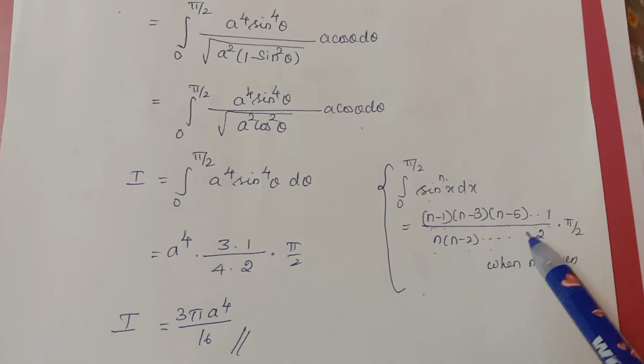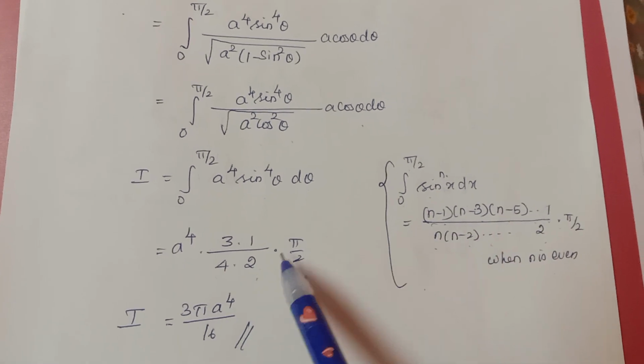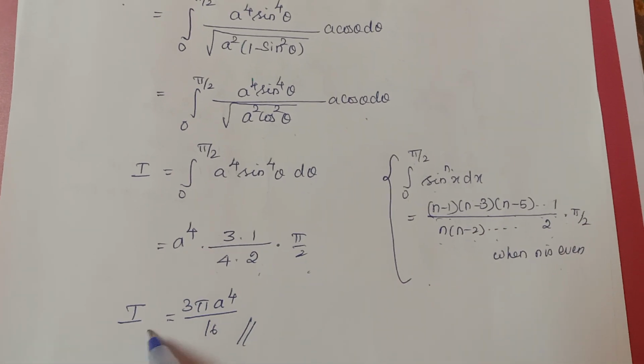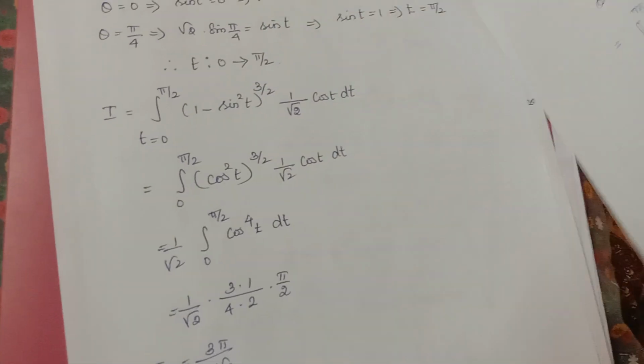So that's enough. After getting 1 by 2, you have to multiply this result by pi by 2. That is the formula here. So simplify this term. So what will you get? I is equal to 3 pi power 4 by 16. Okay, then next problem.